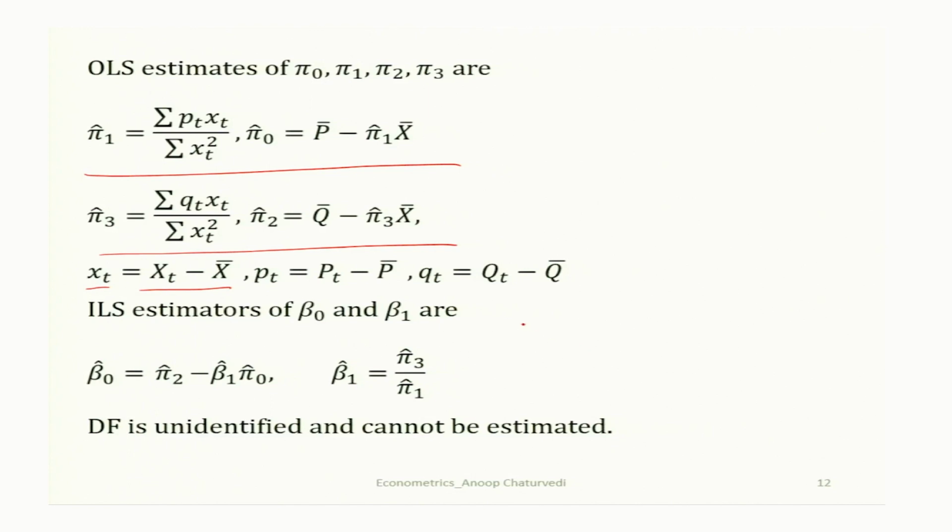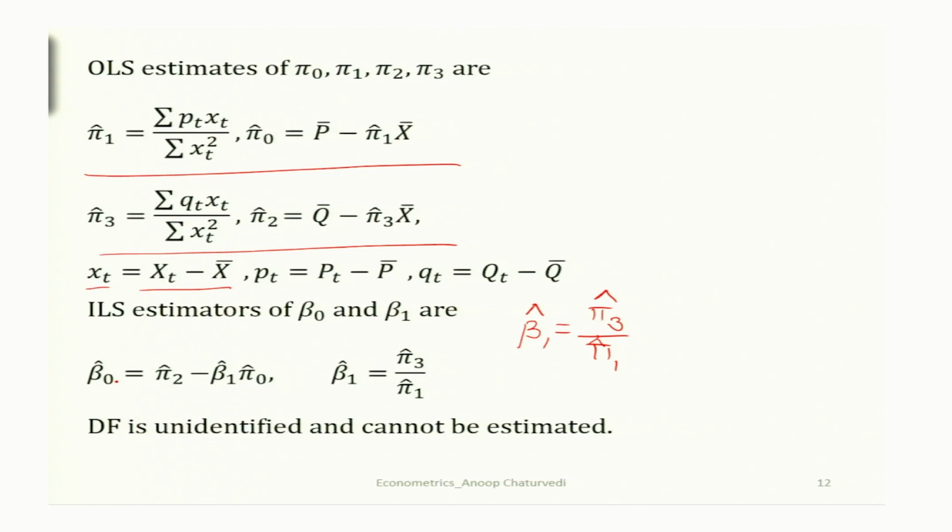So, what we do in this relation, we replace pi 3 and pi 1 by their estimators, and then this gives you the indirect least square estimator of beta 1.